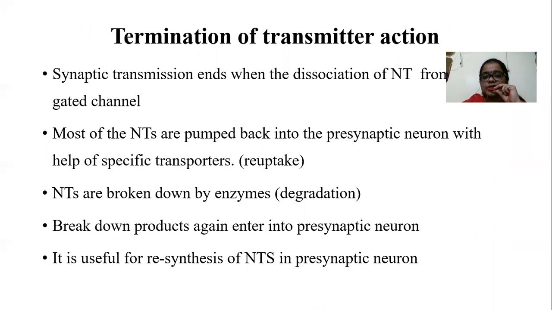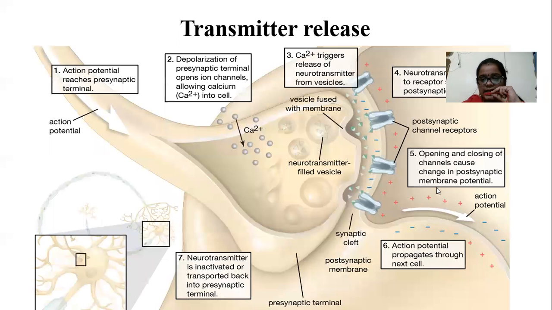Okay, termination of transmitter action. Here, synaptic transmission ends when there is dissociation of the neurotransmitter from the postsynaptic membrane channel. The postsynaptic membrane consists of some ion gated channels. These are the channels, this one is the ion gated channel, and this one is the receptor. The receptors consist of ion gated channels.